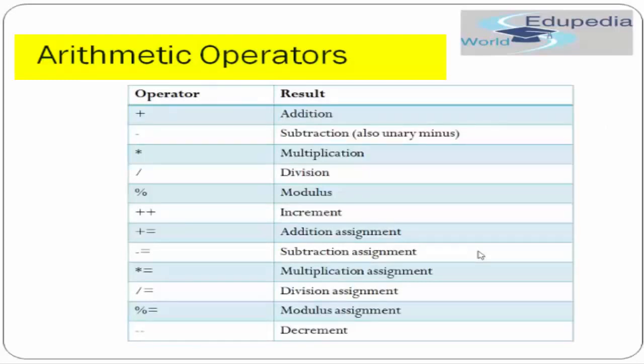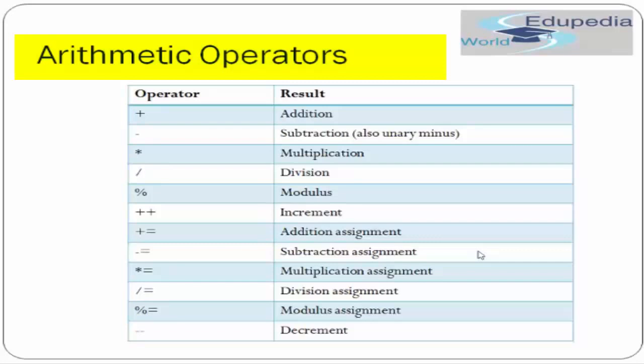Okay guys, so these are some of the arithmetic operators that we'll be studying. I hope you are quite aware of the first four operators, that are plus, minus, multiplication and division. Subtraction can also be used as a unary minus with a single operand. Unary operators are those which can be used with a single operand. Then we have the modulus operator, which gives you a remainder.